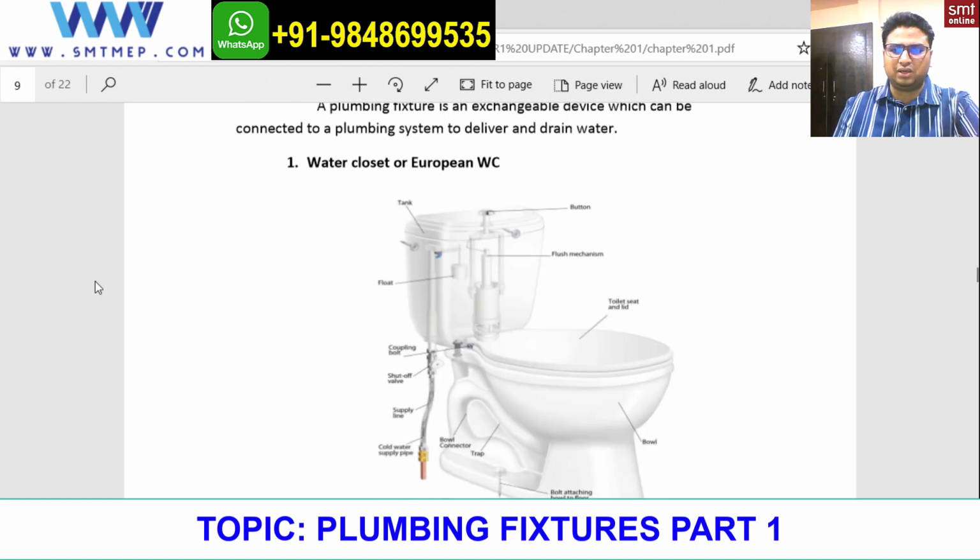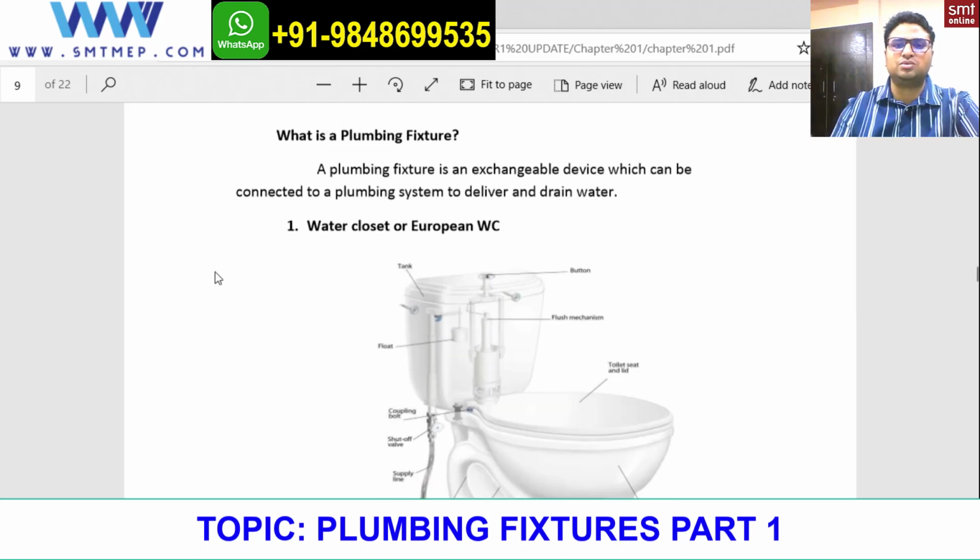A plumbing fixture is a kind of equipment, though not exactly equipment. It is a part of a system to which the supply of water is given, and at the same time the drain system is also connected to this fixture. So in short, it's an exchangeable device, connecting to the plumbing system to deliver, that means to demand, the water. At the same time, it needs to drain out the water.